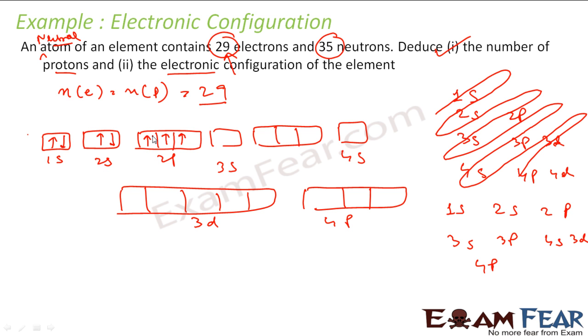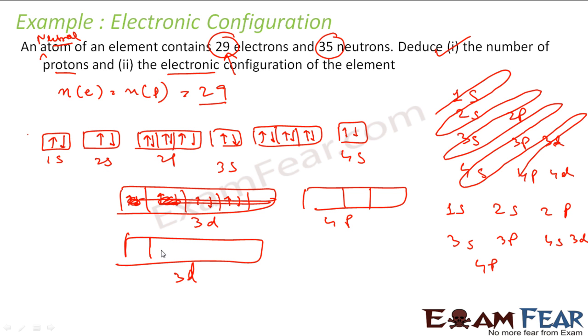Pairing starts. 8, 9, 10, 11, 12, 13, 14, 15, 16, 17, 18, 19, 20, 21, 22, 23, 24, 25, 26, 27. Sorry, I'm not being correct. 20 is fine. Then after that, it is the 3d orbital. The pairing won't happen first. So 20 is done. 21, 22, 23, 24, 25, 26, 27, 28, 29. 29 is done. But now you see this guy has 9 electrons.